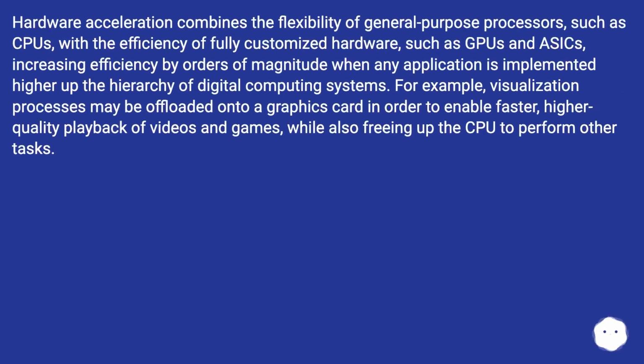Hardware acceleration combines the flexibility of general-purpose processors, such as CPUs, with the efficiency of fully customized hardware, such as GPUs and ASICs, increasing efficiency by orders of magnitude when any application is implemented higher up the hierarchy of digital computing systems. For example, visualization processes may be offloaded onto a graphics card in order to enable faster, higher quality playback of videos and games, while also freeing up the CPU to perform other tasks.